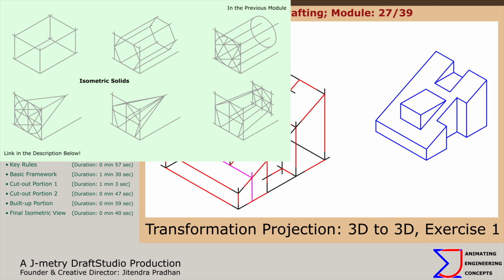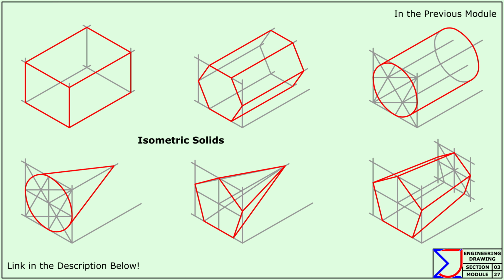Previously, we explored the construction of isometric views of various solids. From prisms and cylinders to cones, pyramids, and frustums, we learned how to accurately depict these shapes in 3D space using isometric projection techniques. This foundational knowledge prepares us to tackle more complex transformation projections. Now, let's apply these skills to transformation projections, starting with exercise 1.